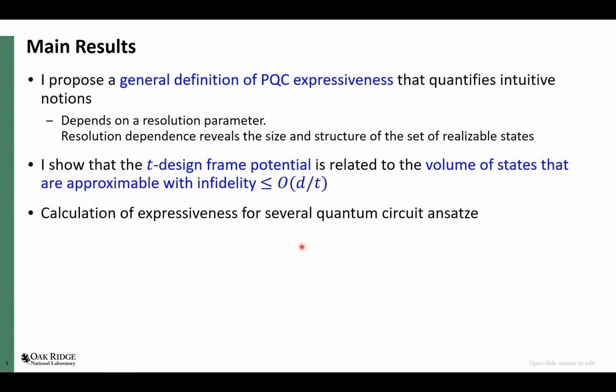To give a quick overview of the main results first, I'm going to propose a general definition of expressiveness that quantifies the intuitive notions. Something notable about this is that it's not just one number, but it depends on a resolution parameter. I'll argue why that's valuable. The main technical result is that I connect something called a t-design frame potential to the volume of states that your circuit can approximate to a given accuracy, and I'll explore that. Then I'll conclude by calculating the expressiveness as defined in this way for several quantum circuit ansatz.